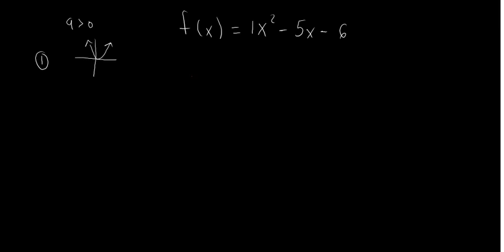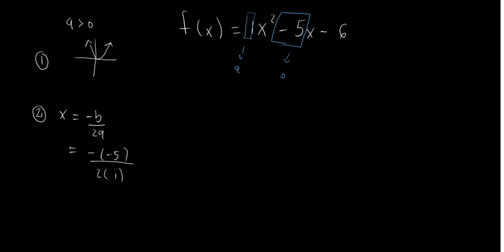Second thing we need to get is obviously the axis of symmetry. How do you get the axis of symmetry? We use x is equal to minus b all over 2a. So what is our b? Our b is the coefficient of our x, and then our a is your coefficient of your x squared. So your b is minus 5 all over 2, your a is 1, right? So we find that our axis of symmetry is 5 over 2. That is our axis of symmetry.